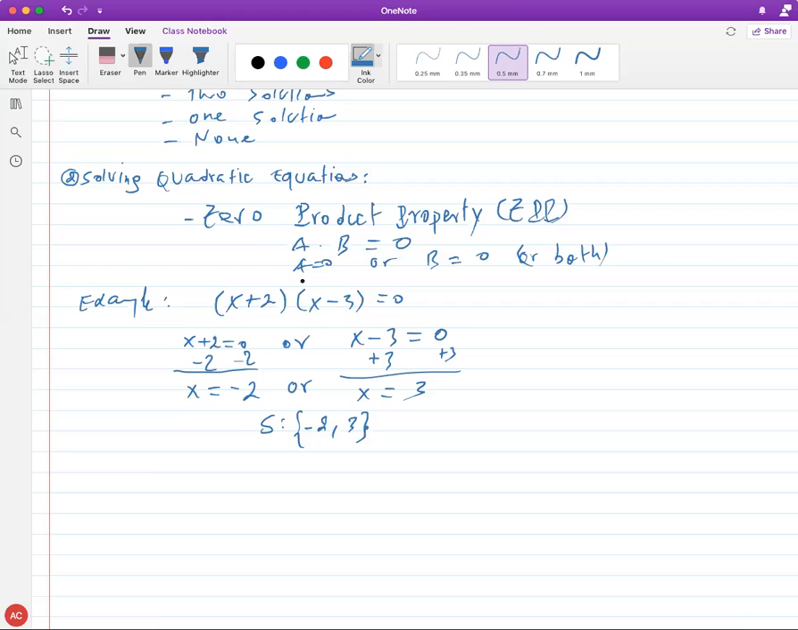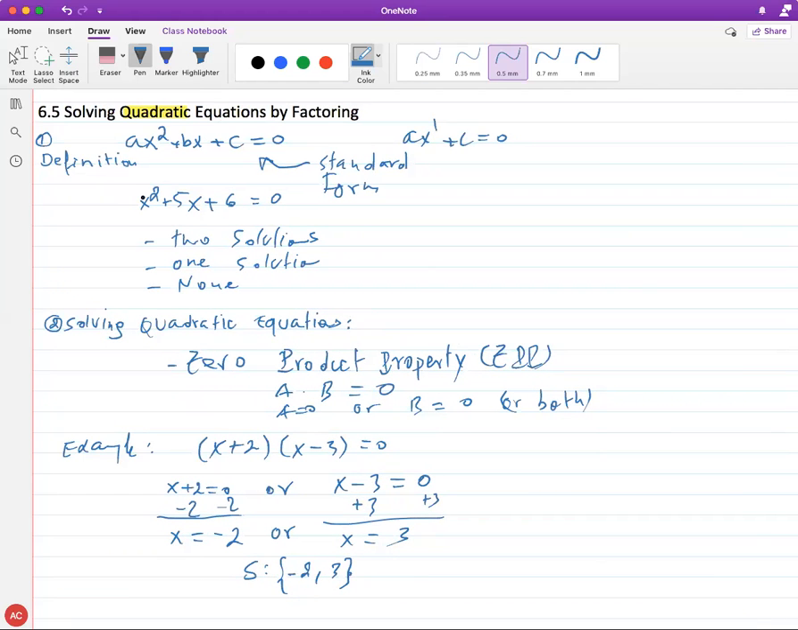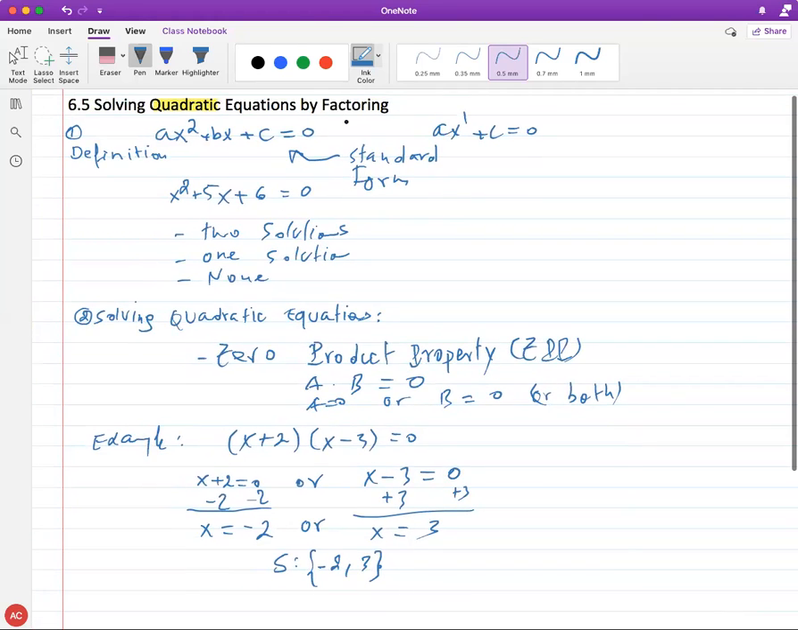And if the equation is in the form of A times B is 0, we can apply it right away. If it's not in that form already, for example, this one is not in the form of A times B, what do we need to do to make it look like this? Factor it. Factoring, that's right. That's why we call this solving by factoring.